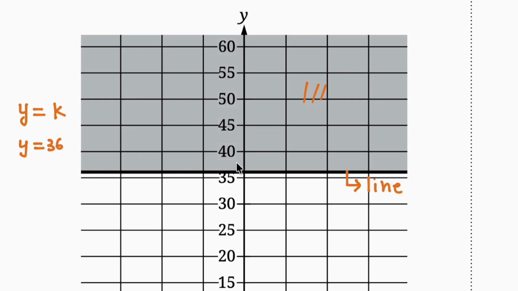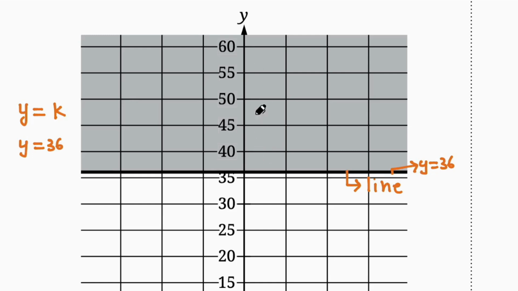I'm not talking about inequality. Right now I'm just explaining the concept. Second point. If this line is a solid line, for example here in this case, we include this value. But if you see this line as a dotted line, you will not use y is equal to 36. That means y is equal to 36 is not included. Because here it is a solid line, y is equal to 36 is also a part of the inequality.